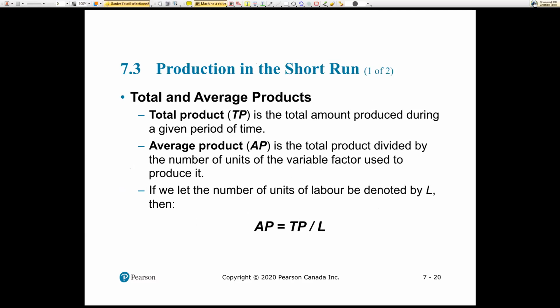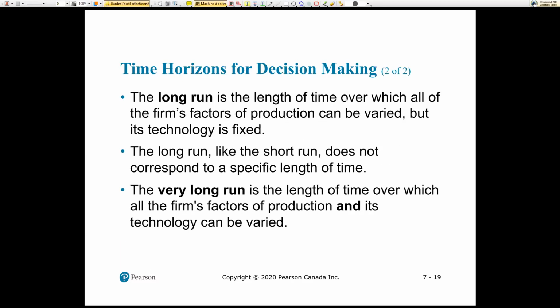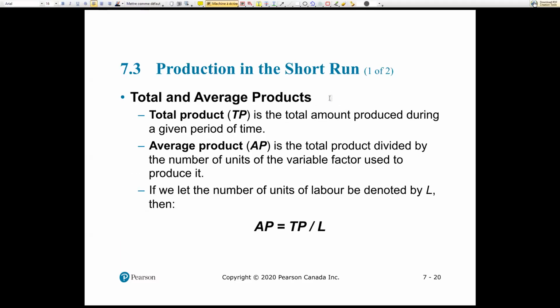Okay. So how do we write this a bit more precisely? Total and average product. Total product is the total amount produced during a given period of time. So it would be Y, I think it was Q, equals F of L, K. So total product would be Q.